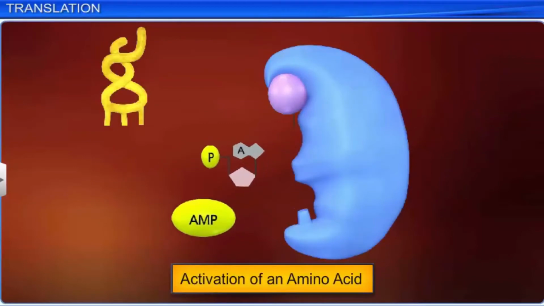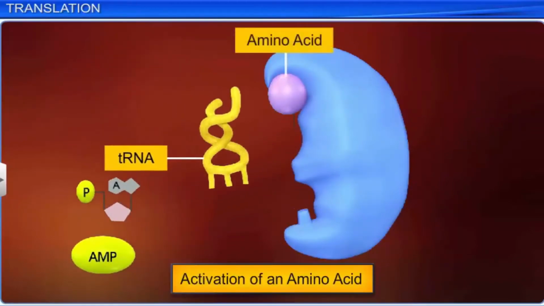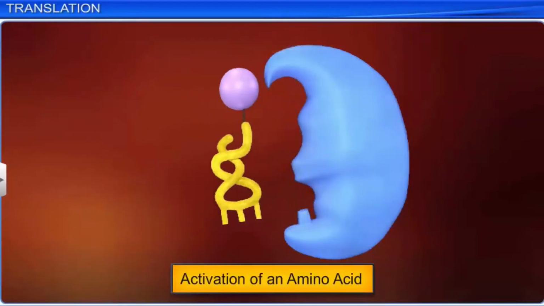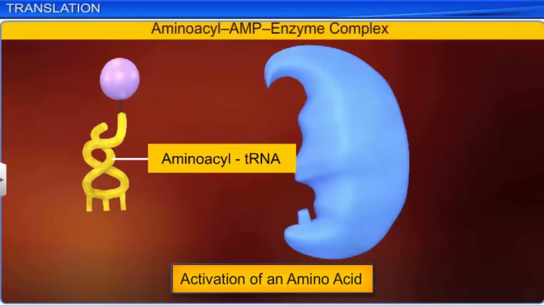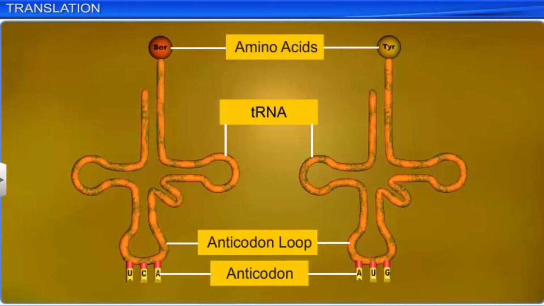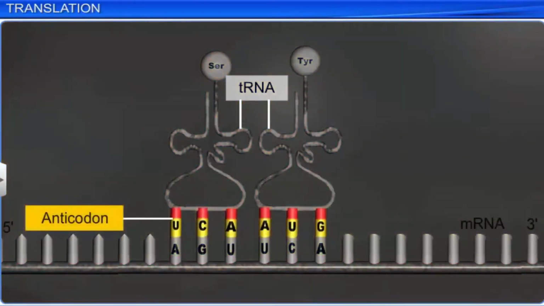This complex reacts with tRNA and transfers the amino acid to it. As a result, tRNA becomes activated as aminoacyl tRNA and the enzyme and AMP are liberated. The tRNA has an anticodon loop which determines the amino acid that will link to it. This anticodon of tRNA is complementary to the codon sequence on the mRNA and will only bind to that codon.